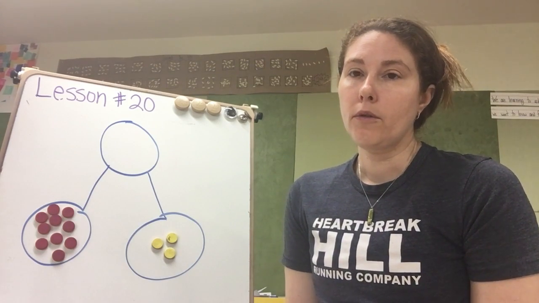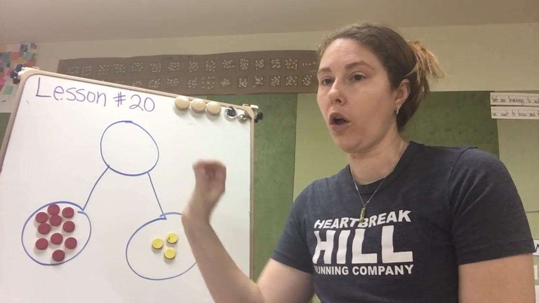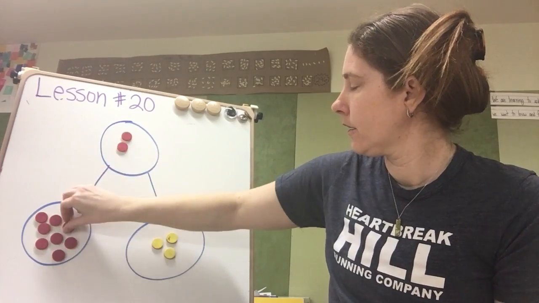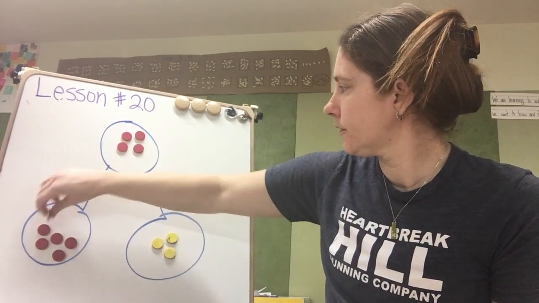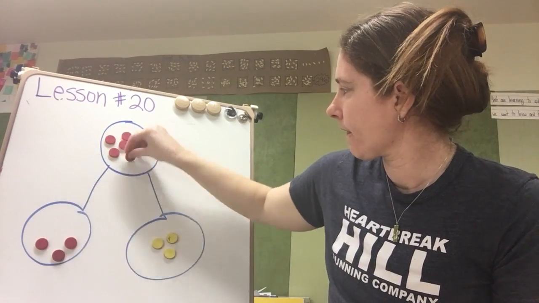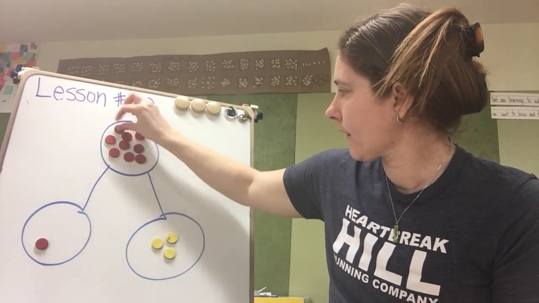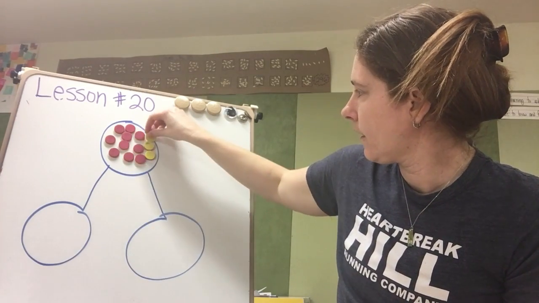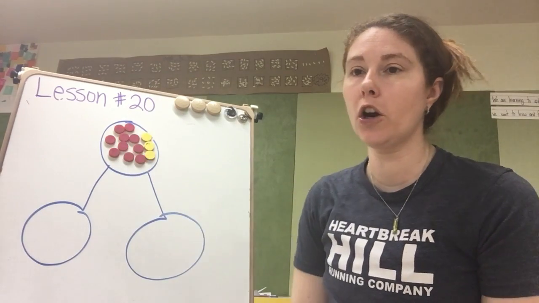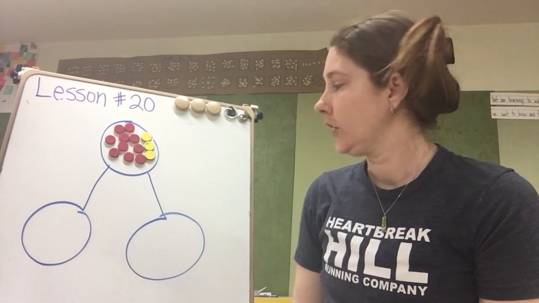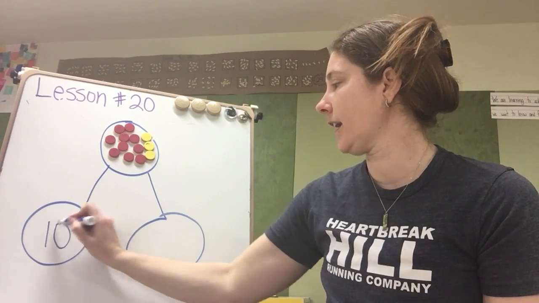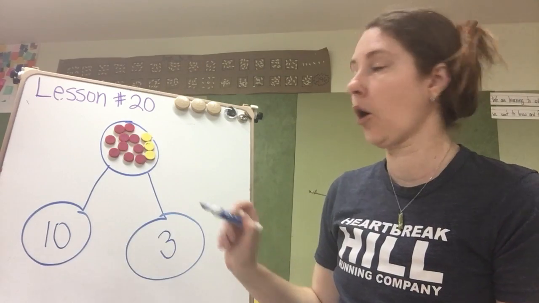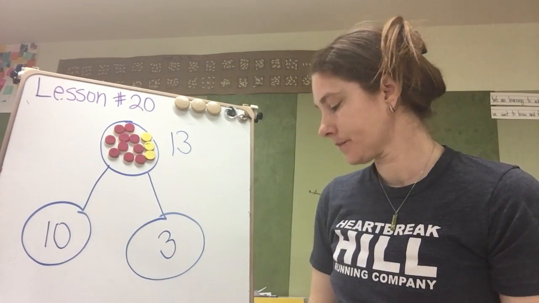Now, I'm going to move them all to the whole so you can really see that happening. So here's 10. Ten, 3, all together is now in the total, and that makes 13. So the two parts were, we had 10 here, we had 3 here. I moved them all up there to the whole 13.